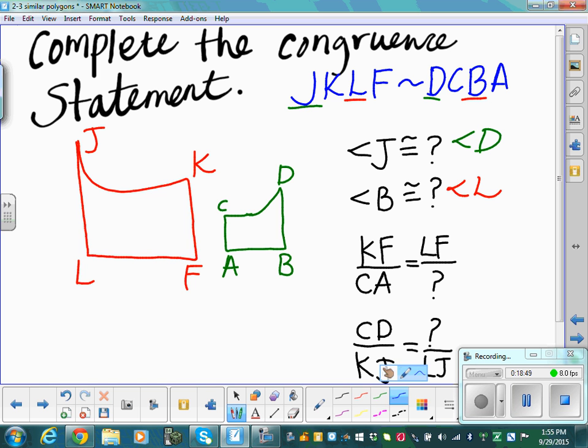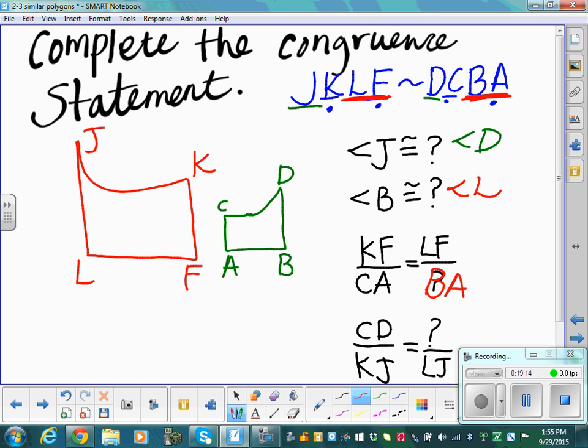Do we have questions on that? No. Okay. KF over CA, which makes sense. Aren't those the same things? Yeah. Okay. Is equal to LF over, what is LF equal to? BA. Very good.